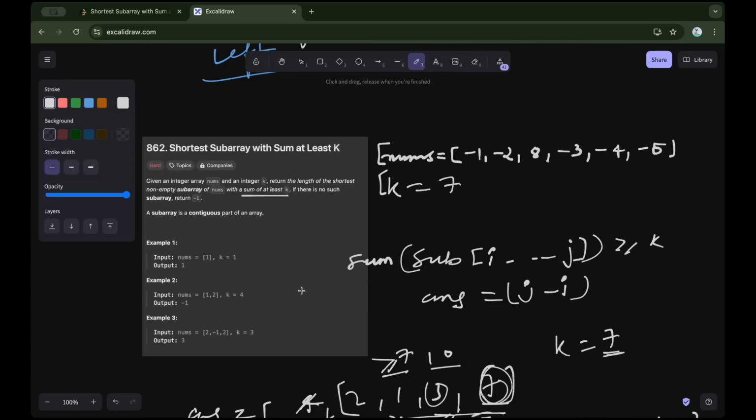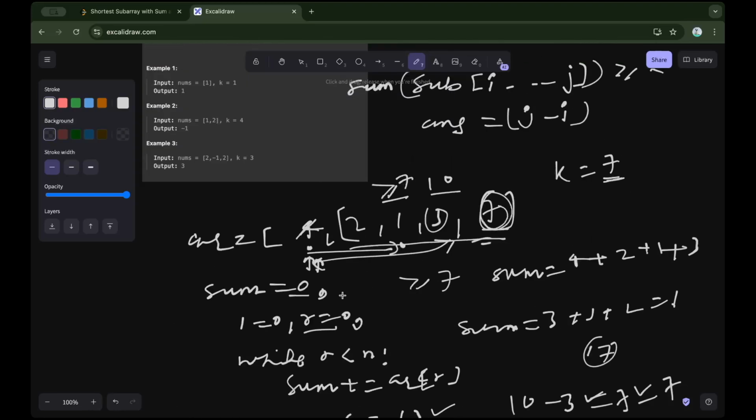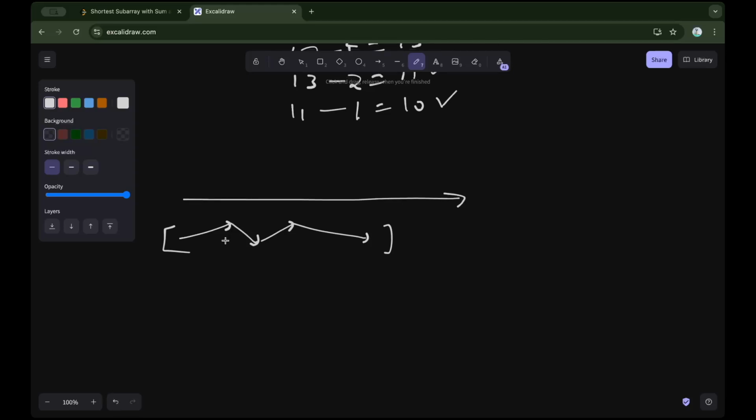The problem with negative numbers is that the sum won't be monotonic. It won't always be increasing. It will be increasing, then decrease, then increase, and then decrease, or something like that. So here we have to maintain the monotonicity of the sum along regions. Now what does that mean?